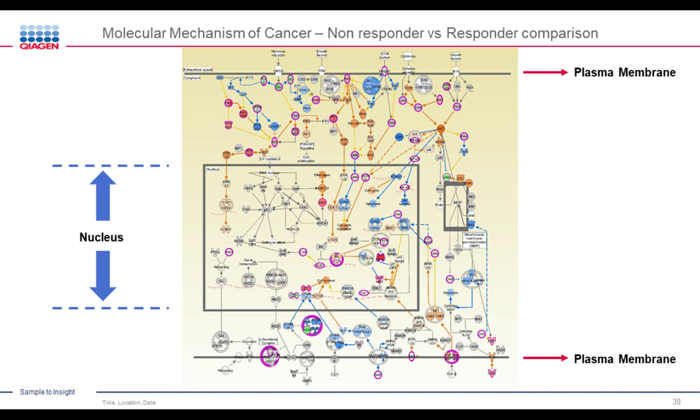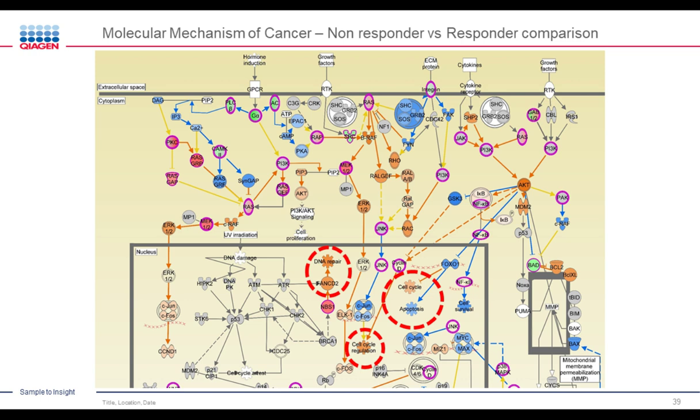And for this specific pathway, we have plasma membrane on both sides of the screen, on the top of the screen as well as the bottom of the screen, right? So let's zoom into this pathway and learn more about it. What's happening? So again, remember the color. Orange and blue are prediction, red and green are actual measurement.